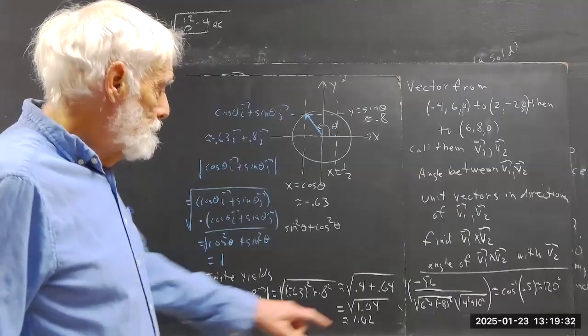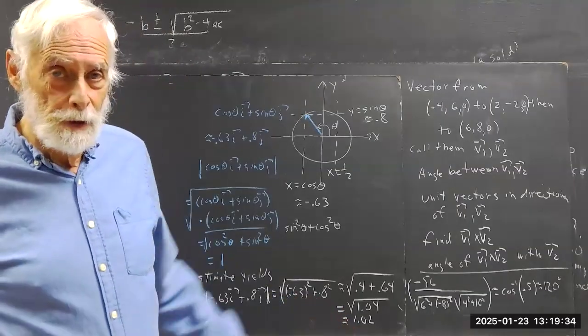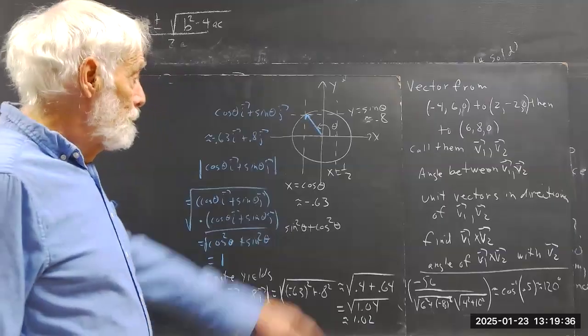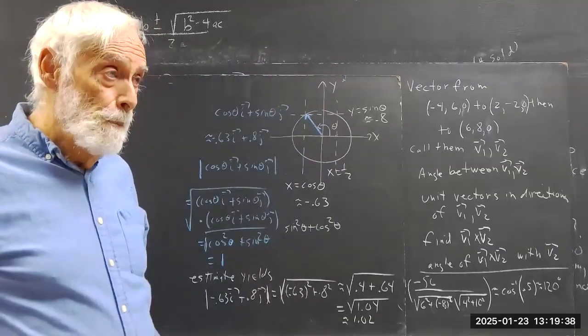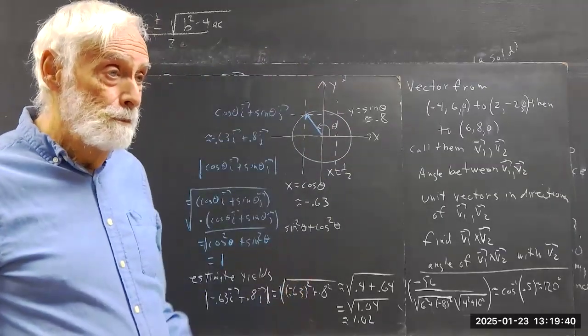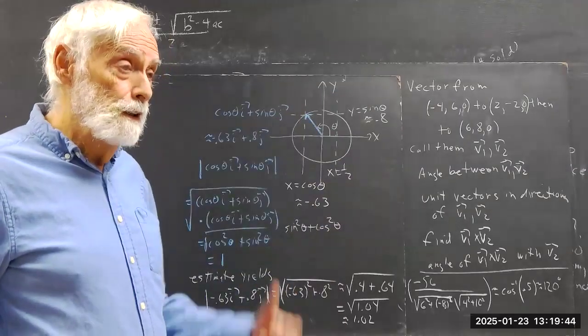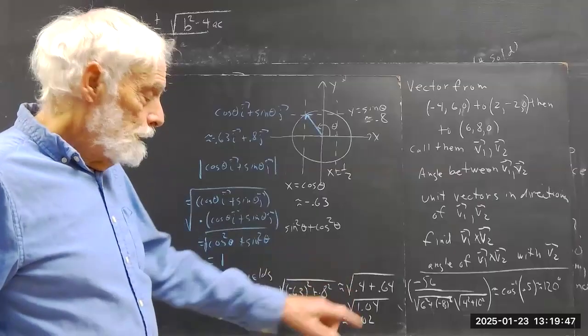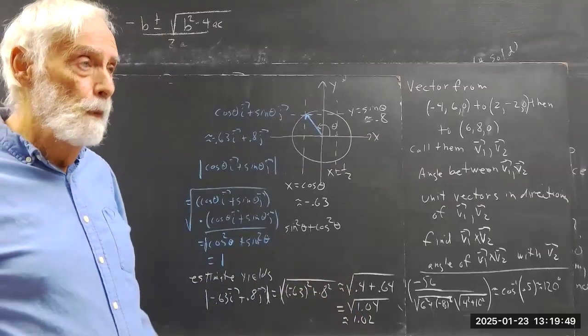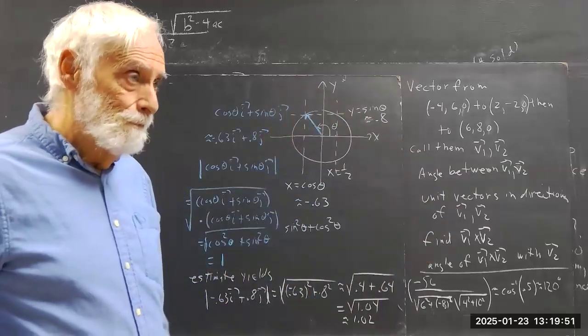So, if you want to estimate the sine and cosine of some angle, draw a picture of that angle, draw the projection lines, and estimate the sine and the cosine, get your estimates, and see if they satisfy the Pythagorean theorem within reasonable limits.